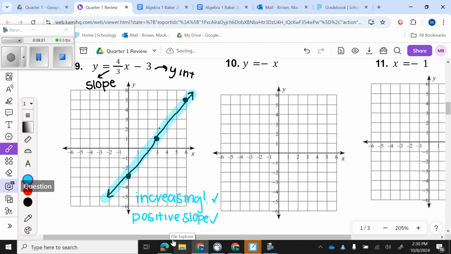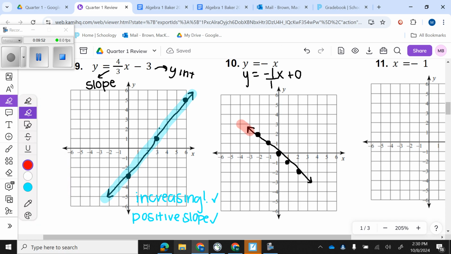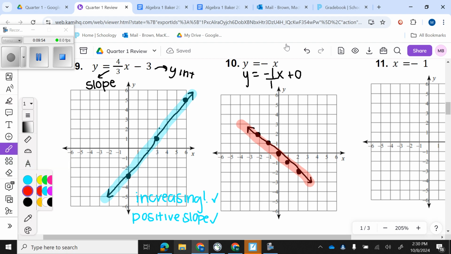Okay. All right, on number 10, I'm going to go in and add some missing information. So I'm going to change this to y equals negative 1x plus, there's nothing out here, so I'm going to put a 0. If I want to make this a fraction, I can put it as negative 1 over 1. I'm going to start at 0. I'm going to go down 1, right 1, down 1, right 1. Or I could go up 1, left 1. Connect your dots. Okay, and then I'm going to go check it. If I trace this from left to right, this line is decreasing, which I want it to be decreasing because I have a what kind of slope? Negative slope.